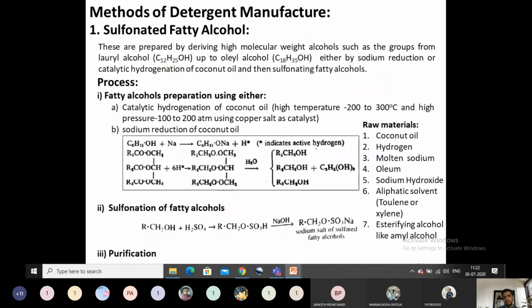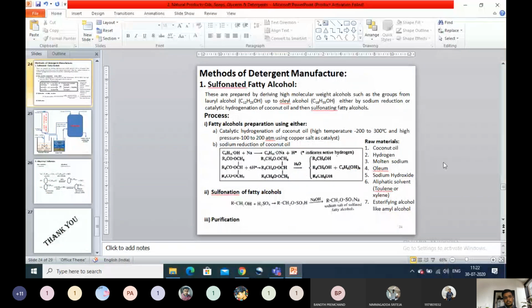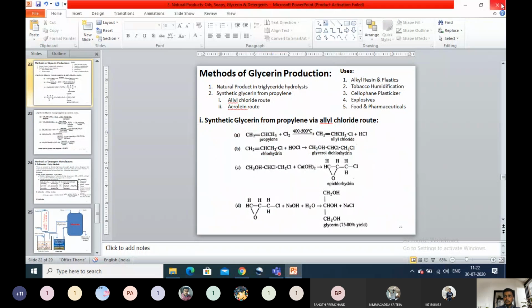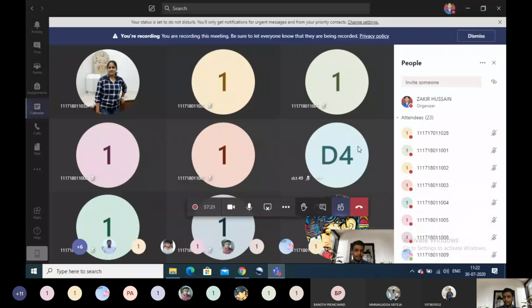Once we complete this detergent manufacturing, I will send you the PPT. You can refer. So my request is to just write down the notes and prepare. I will also give an assignment for this unit as well as the first unit also. Yeah, I hope you understood this one.